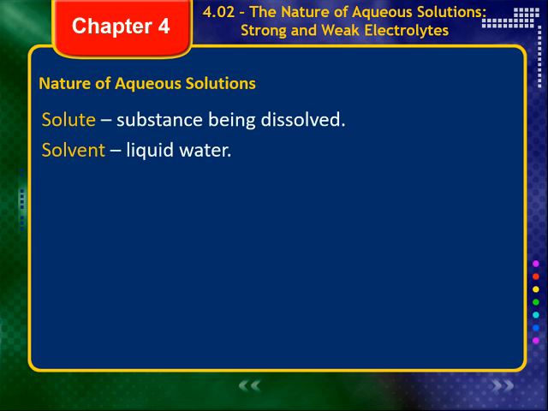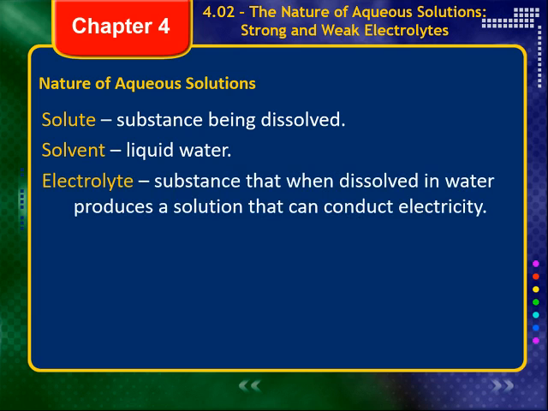So here we go. As a quick reminder, we're talking about aqueous solutions, so we have a solute and a solvent. The solute is a substance being dissolved. The solvent here is liquid water because we're talking about aqueous solutions. The new idea here is the electrolyte. It's a substance that, when dissolved in water, produces a solution that can conduct electricity. Now, electricity is a result, or kind of a byproduct, of what the electrolyte is actually doing in solution.